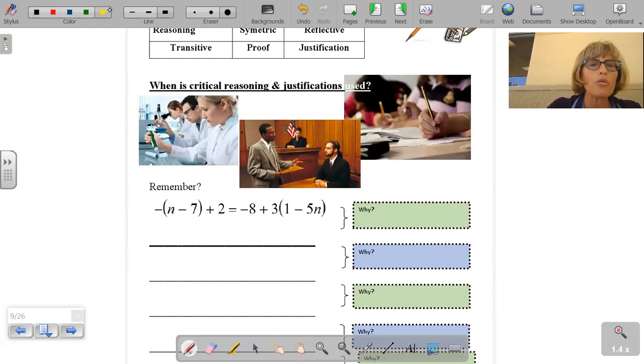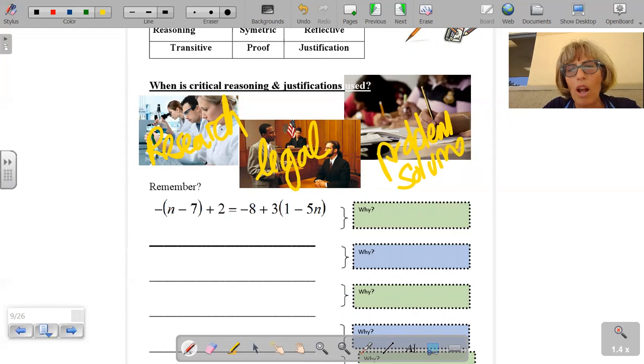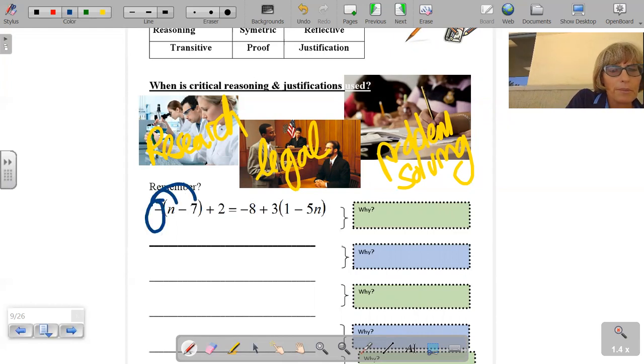Anytime you do any kind of research, legal work, and even critical problem solving, you are doing, believe it or not, some variation of proofs, because it's just an explanation. Let's do something you're familiar with here. Let's do the math.